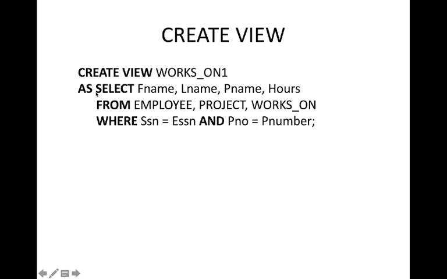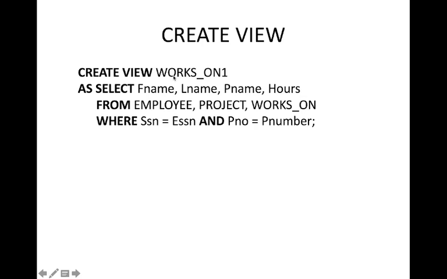And what should be the attributes in this? The attributes should be f name, last name, p name, and hours. F name and last name are in the employee table, and p name and hours are in the project and works on table. So it should be selected from employee, project, works on, where SSN equal to ESSN and P number equal to P number. So satisfying this condition, there will be some first name, last name, P name and hours, and that will be stored in a new view table.